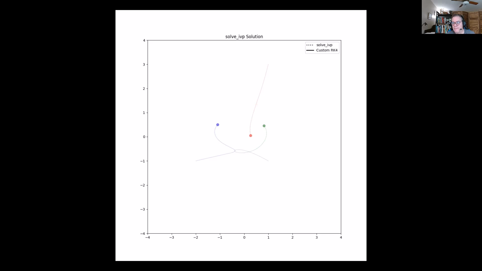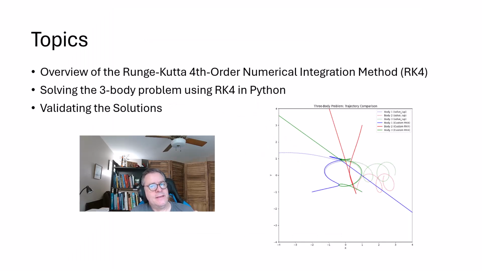In this video, we look at the math, physics, and programming behind finding solutions to the general three-body problem. We start with an overview, but quickly get into the details of the engine behind finding and plotting those solutions. Okay, so the topics in this video are an overview of the Runge-Kutta fourth order numerical integration method. We use that to look at solving the three-body problem using RK4 in Python. And then we look at validating the solutions that we generate in Python.